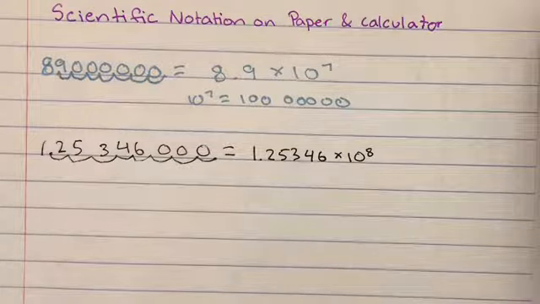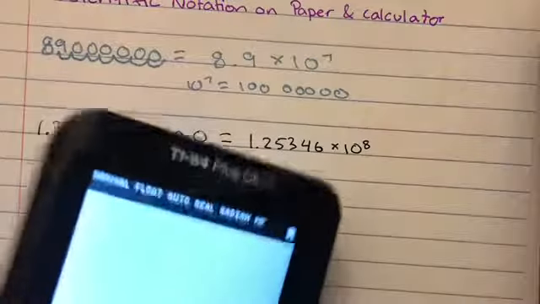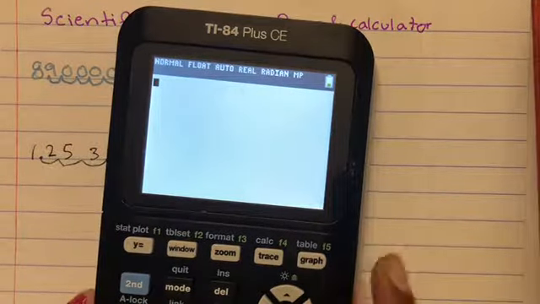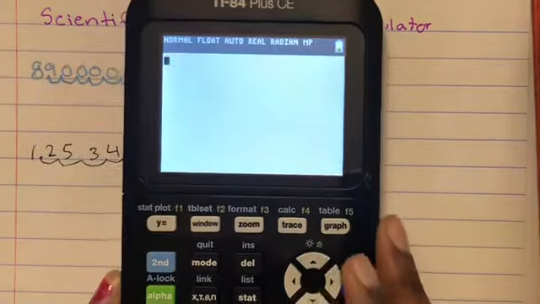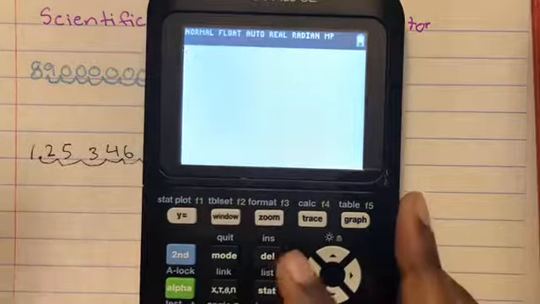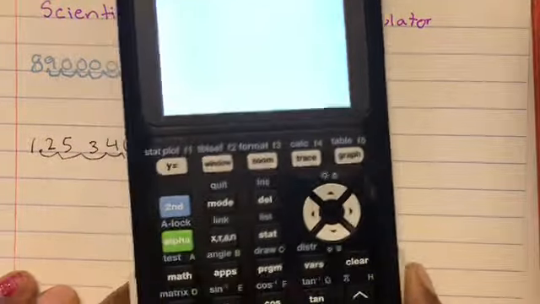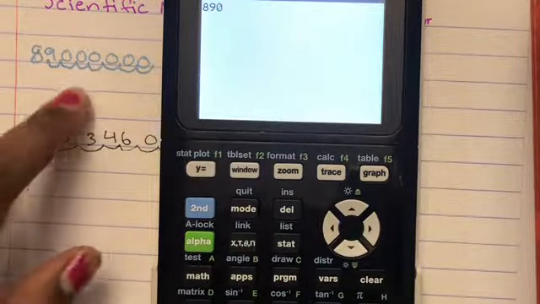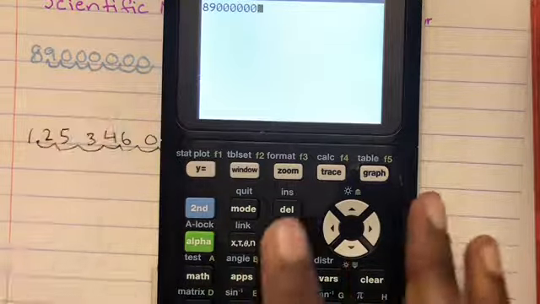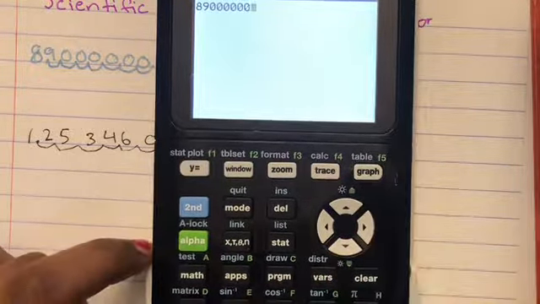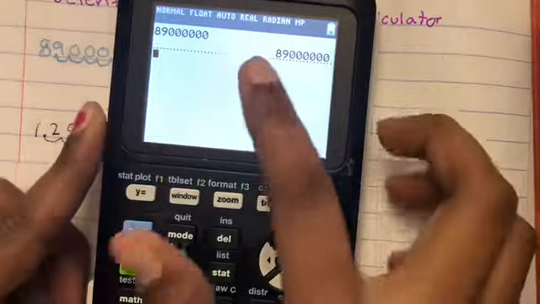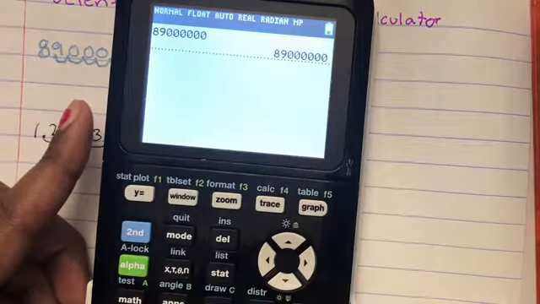Now that we see how this kind of works on paper, let's see what we can do with it on the calculator. So I use a TI-84 Plus CE, and I'll be showing you how to do this on it. So first of all, to do scientific notation, let's use this example. It's 89,000,000. Okay, so now we're going to press enter and see. That gives us this number, same number as before. But we don't want that many zeros, and we want to make that a smaller number.